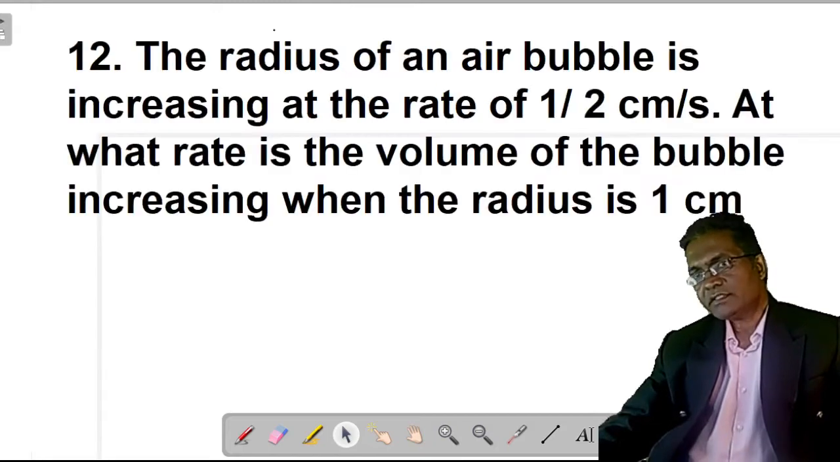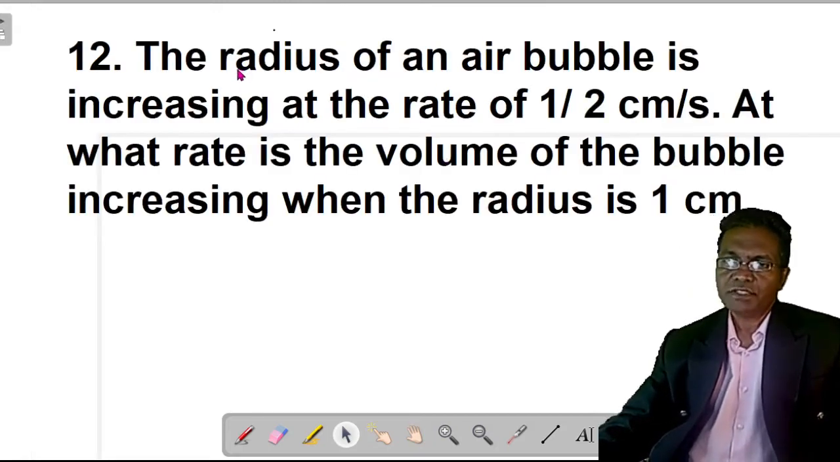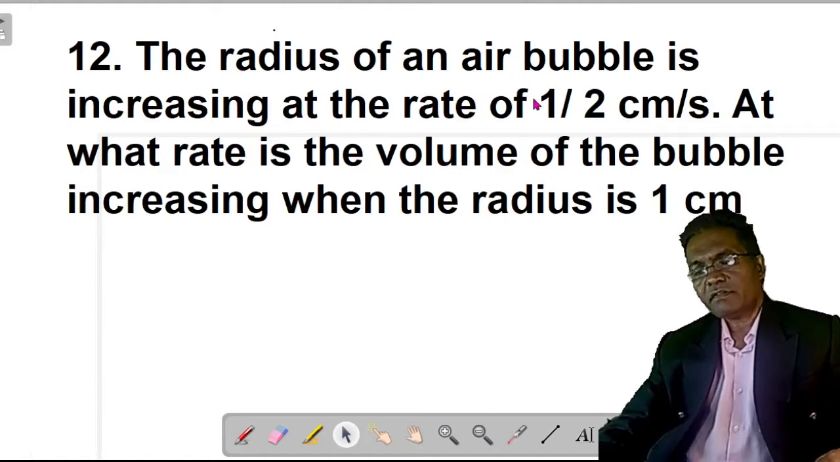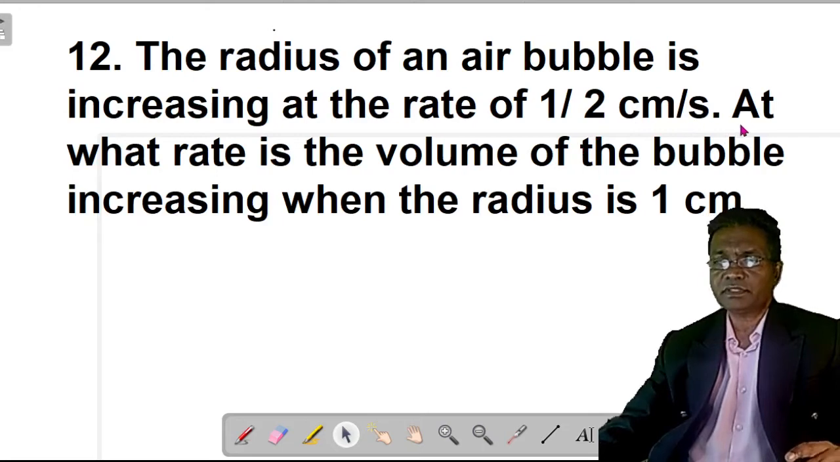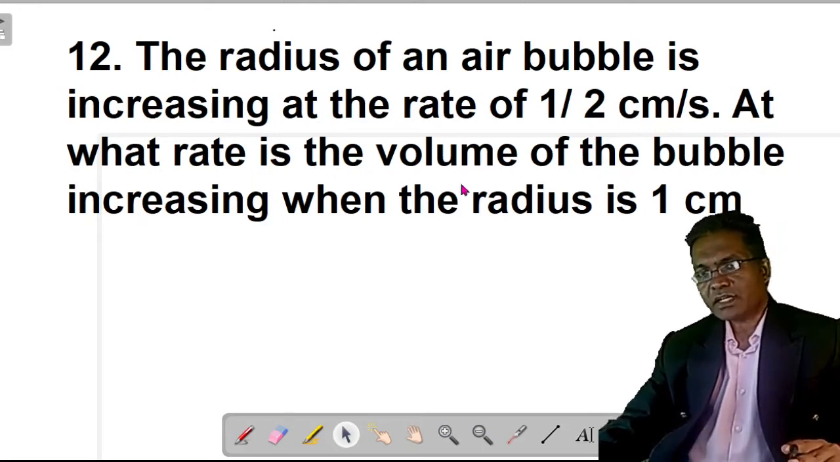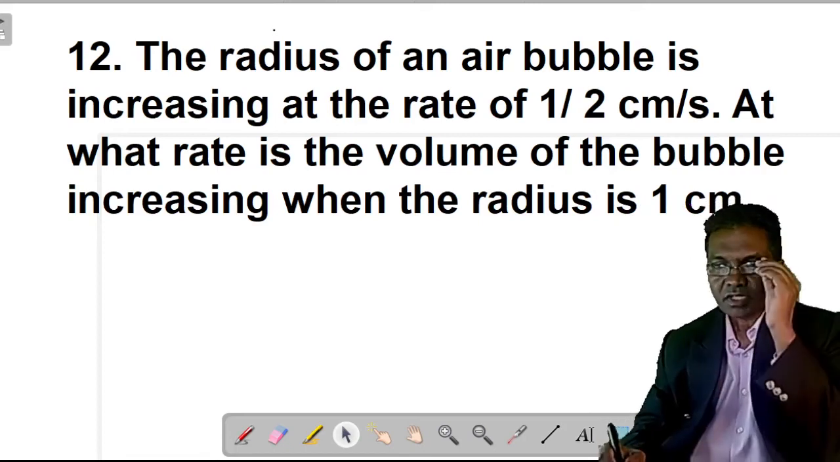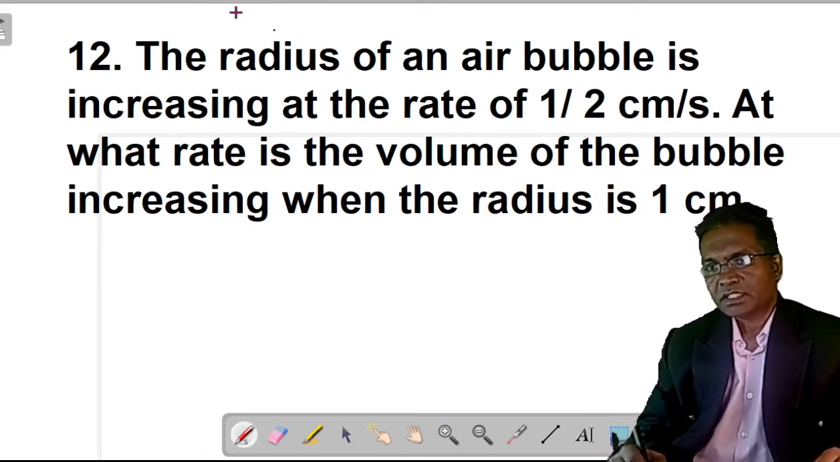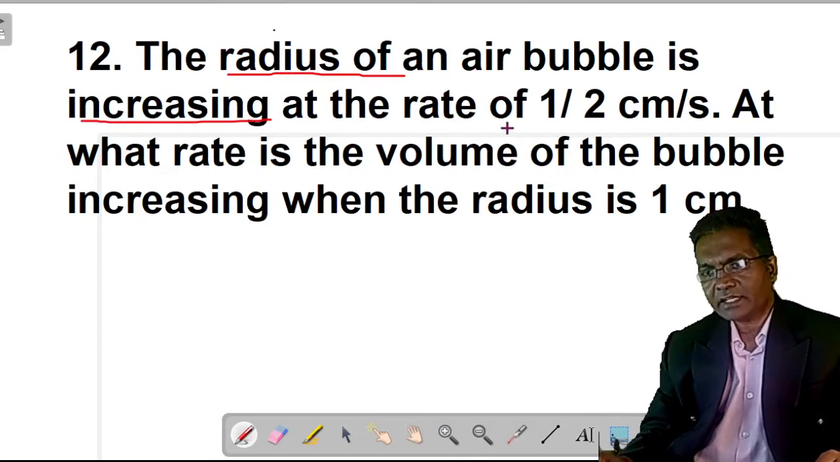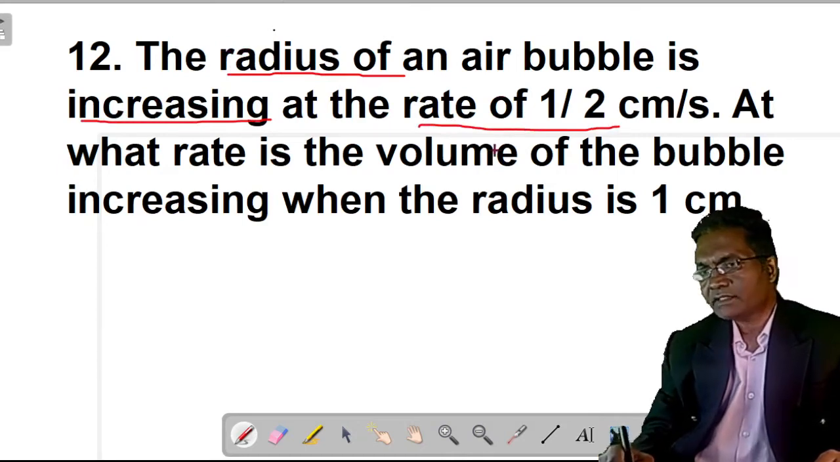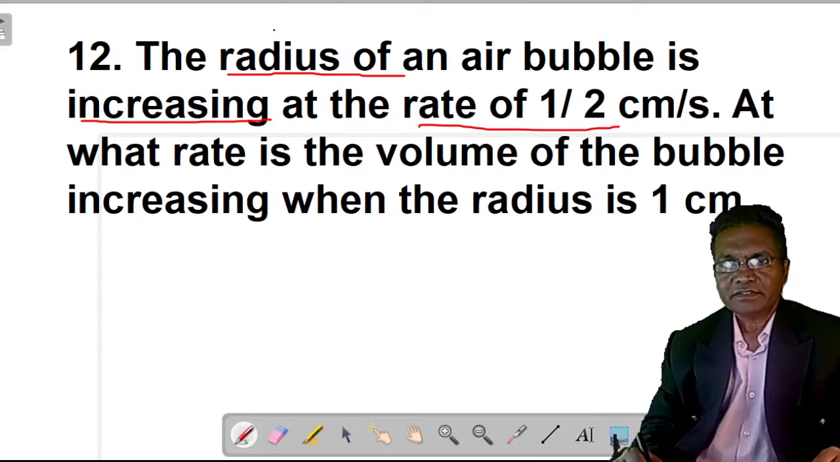So here is the question. The radius of an air bubble is increasing at the rate of 1 by 2 centimeter per second. At what rate is the volume of the bubble increasing when the radius is 1 centimeter? Look at what is given. The radius of an air bubble is increasing, so r is increasing at the rate of 1 by 2 centimeter per second.